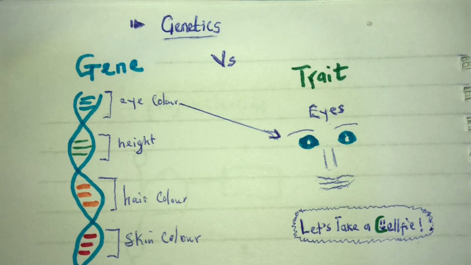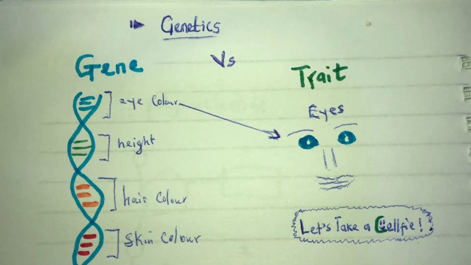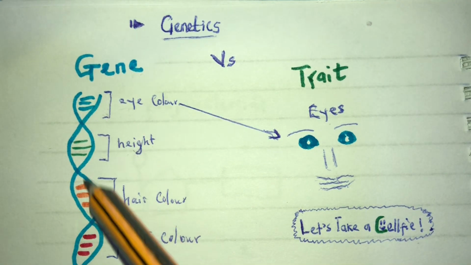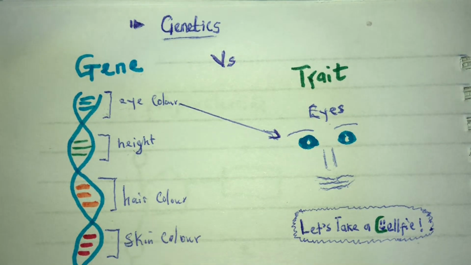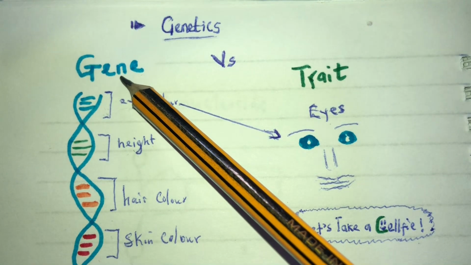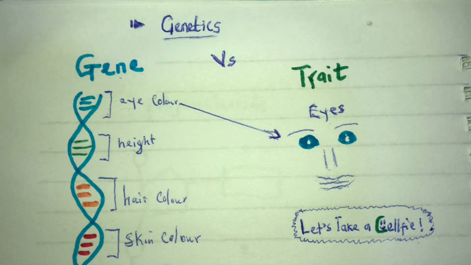Today we are going to be looking at gene versus trait. So what's a gene? Let's look at this DNA molecule here. Along this long DNA molecule are several specific segments. These segments are what we call genes. Each of these is called a gene.